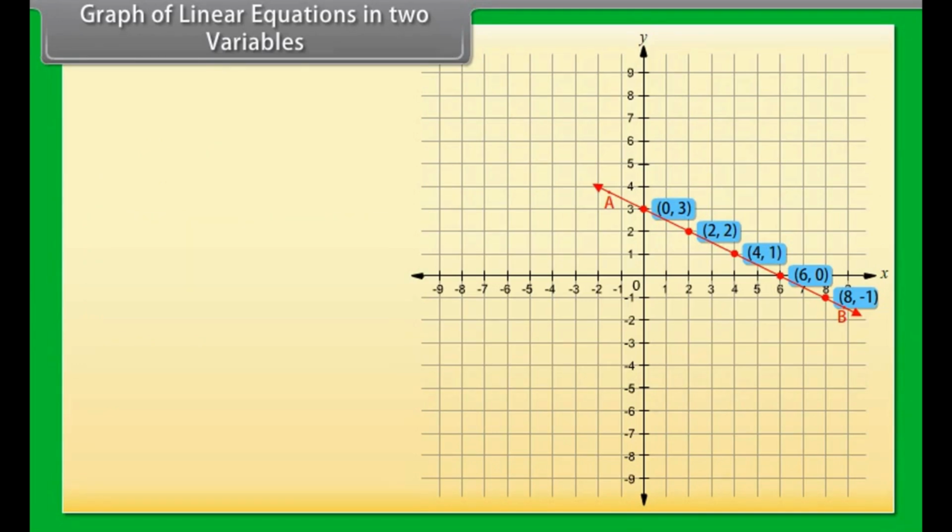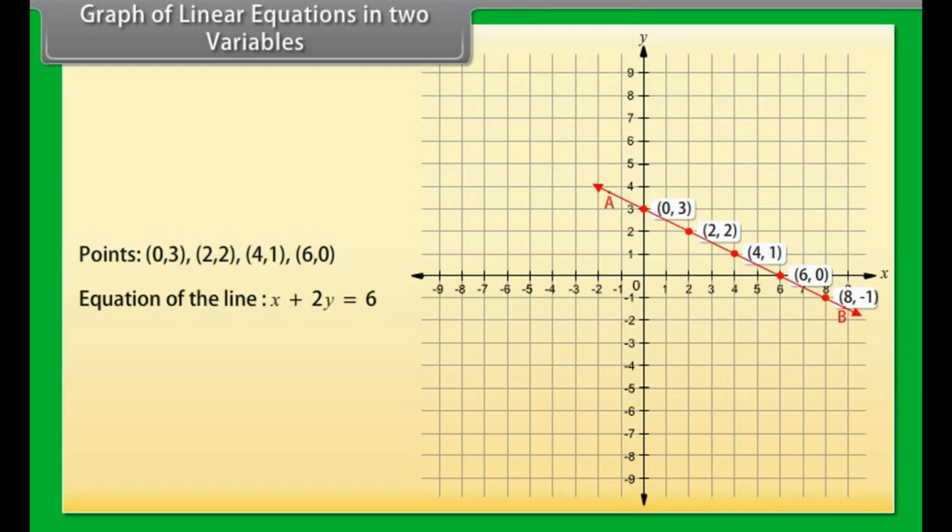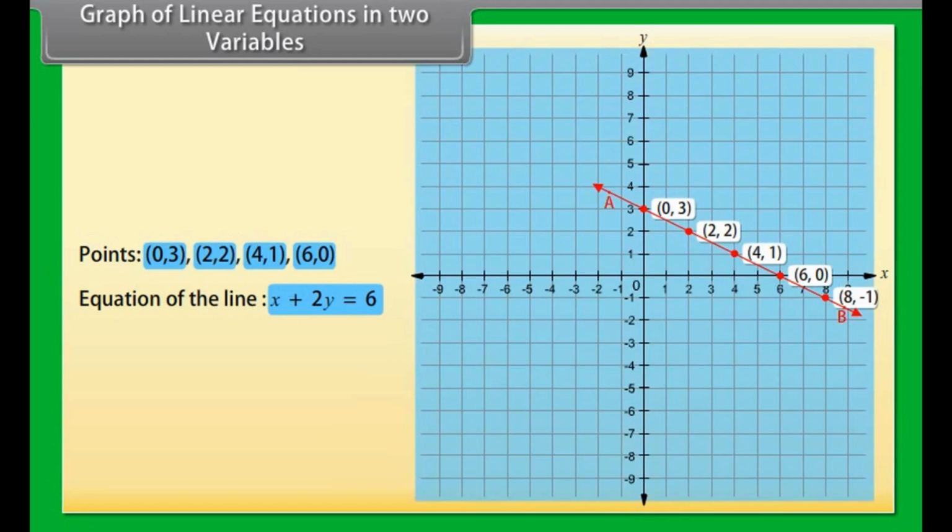So what have we observed on our previous screen? We have observed that every point whose coordinates satisfy the given equation lies on the line AB. Every point on the line AB gives a solution of the equation. So you can conclude that every point on the line satisfies the equation of the line and every solution of the equation is a point on the line. This is called the graph of the linear equation. So to obtain the graph of a linear equation in two variables, it is enough to plot 2 points corresponding to 2 solutions and join them by a line.